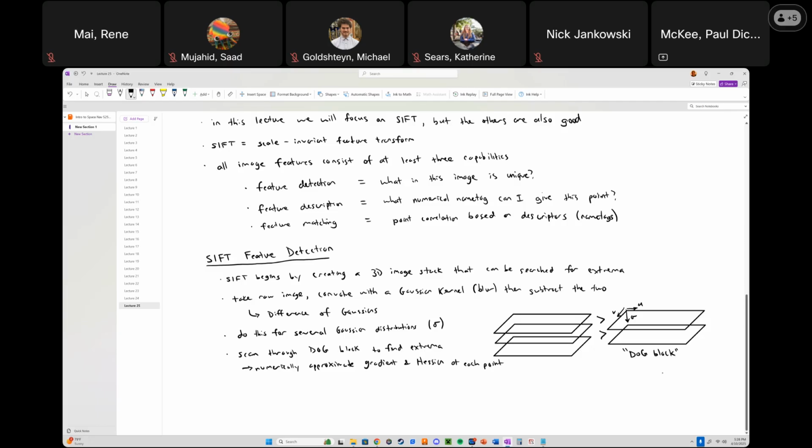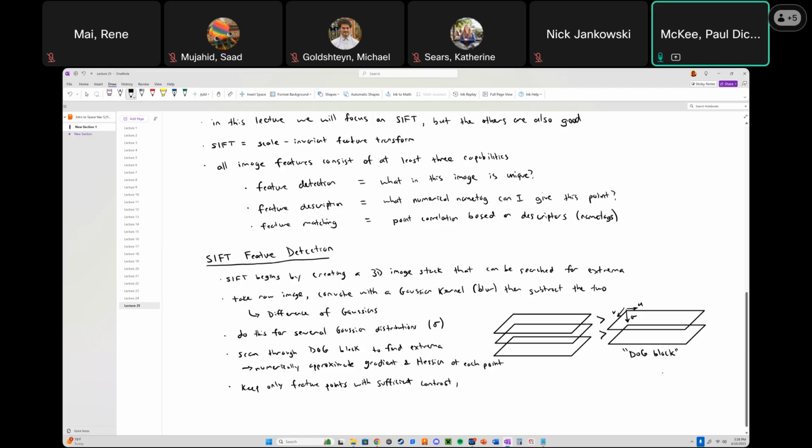To find these extrema, we keep only features with sufficient contrast. And also you test to see if your image point is an edge, right? We want an extreme point, but we don't want that extreme point to be an edge.